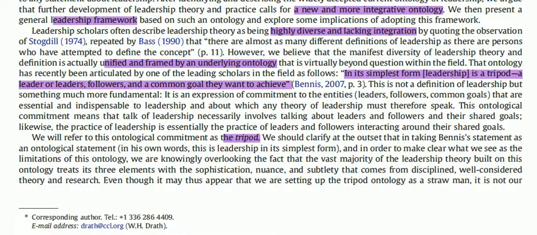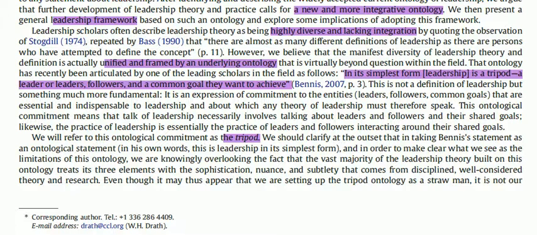So we've got new, more integrative ontology. We've got leadership framework. We like the word framework. Framework tends to mean that there's some nice little diagram that you can take out of the paper and use in your own practice. Then it says highly diverse and lacking integration. And I've said that to you. Leadership theory as being highly diverse and lacking integration. It's all over the place. There are so many leadership theories.